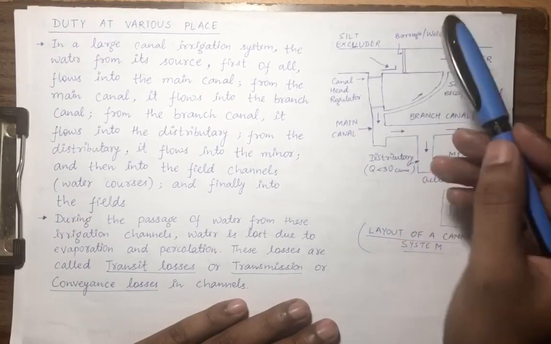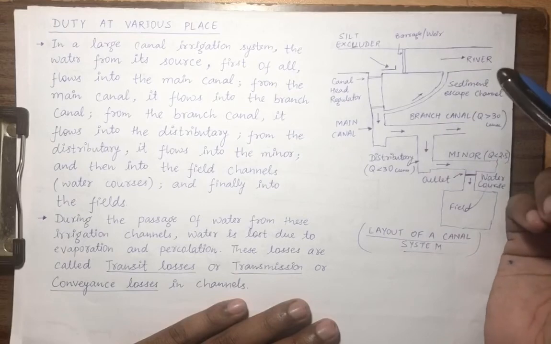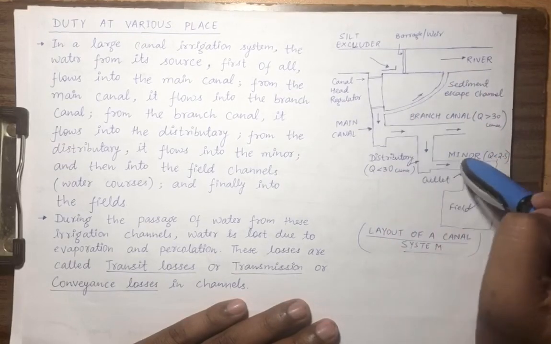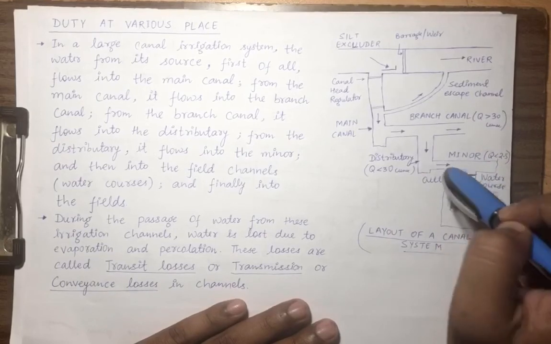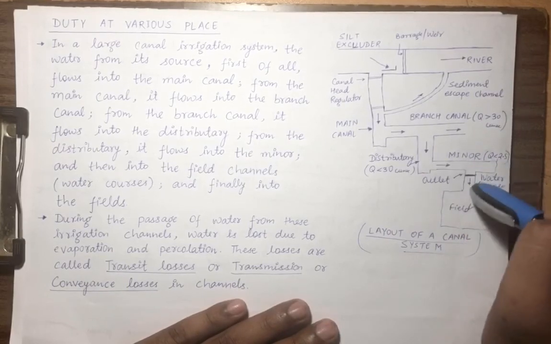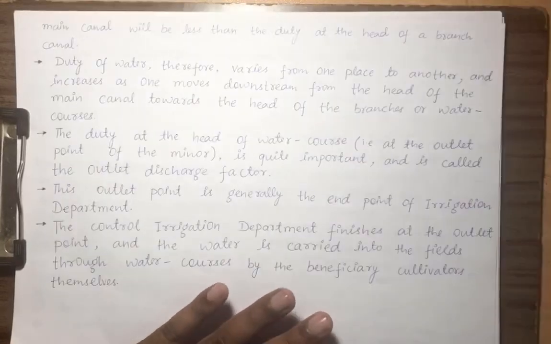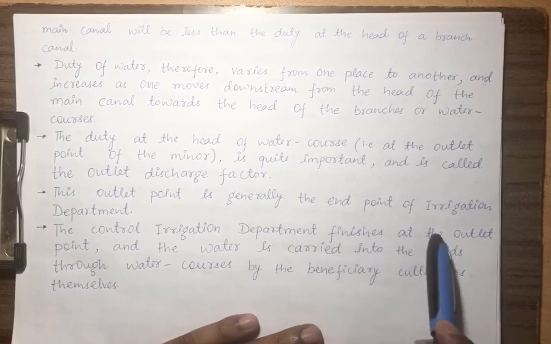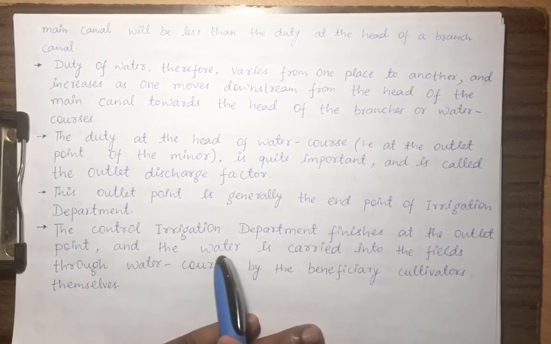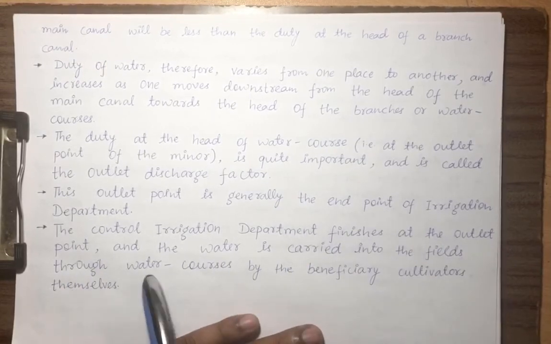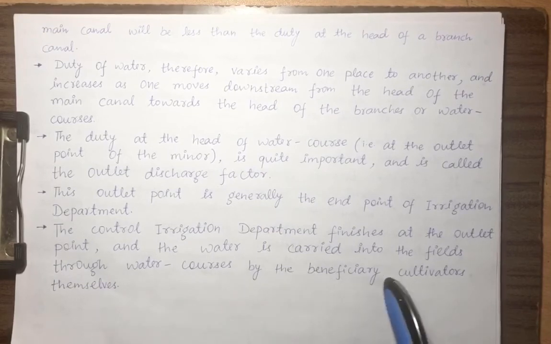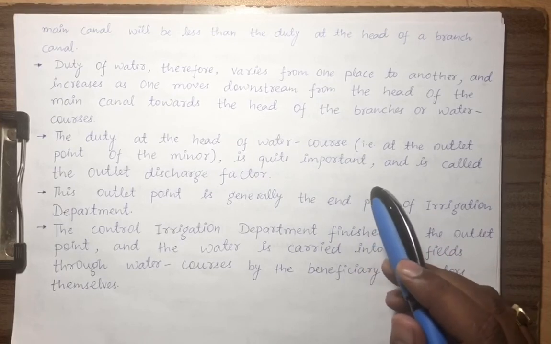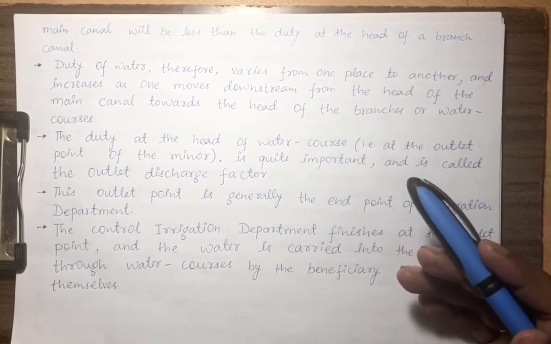So the main work of the irrigation department is to extract the water from the river and construct the various canals till the point of the minor. After the minor, the water course and field are controlled by the cultivators. The control of the irrigation department finishes at the outlet point, and the water is carried into the fields through water courses by the beneficiary cultivators themselves. So after this outlet, the beneficiaries or the cultivators are controlling the water.